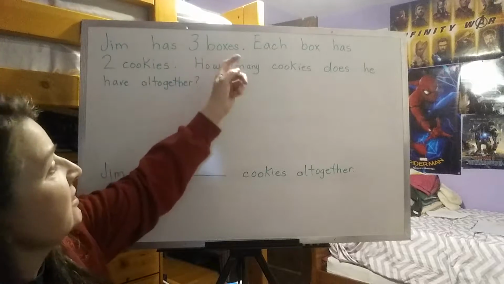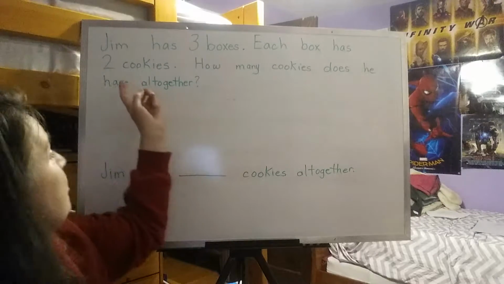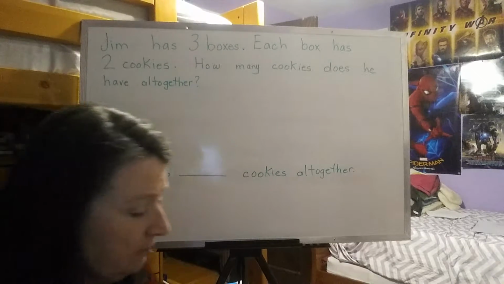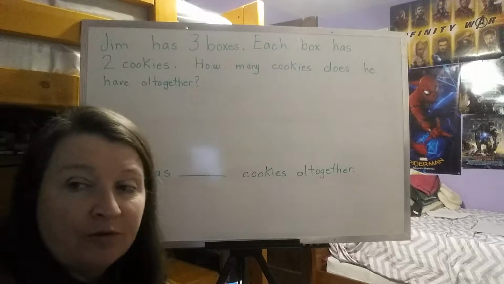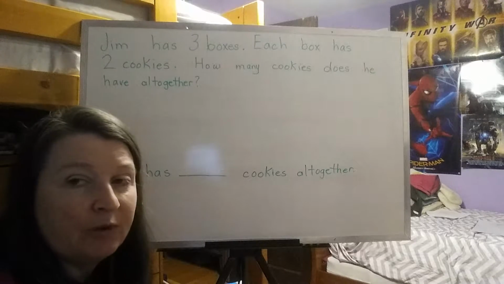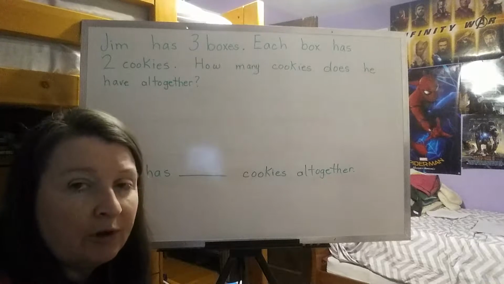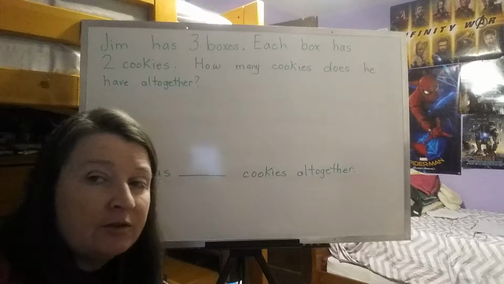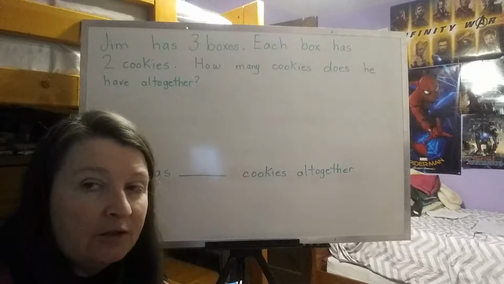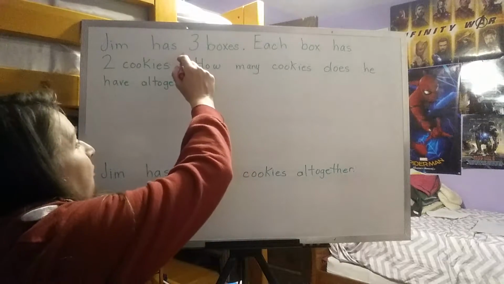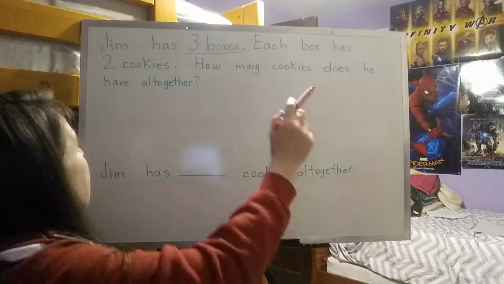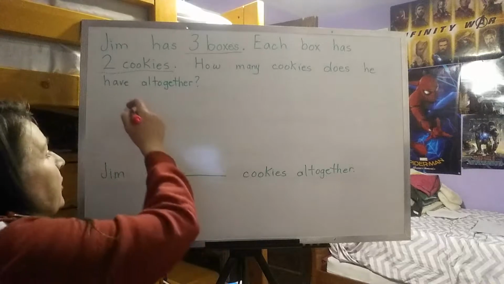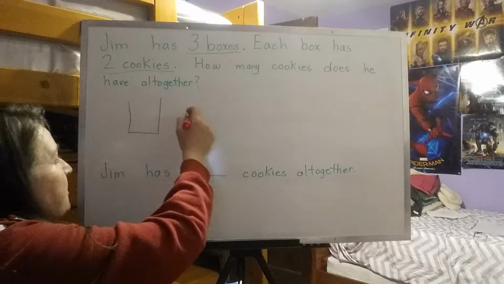Jim has 3 boxes. Each box has 2 cookies. How many cookies does he have altogether? One of the first and one of the best ways to help yourself with a word problem is to draw a picture. We want to look at what the question tells us we're going to be drawing. We know we have 3 boxes, and each box has 2 cookies. So we're going to be drawing 3 boxes.